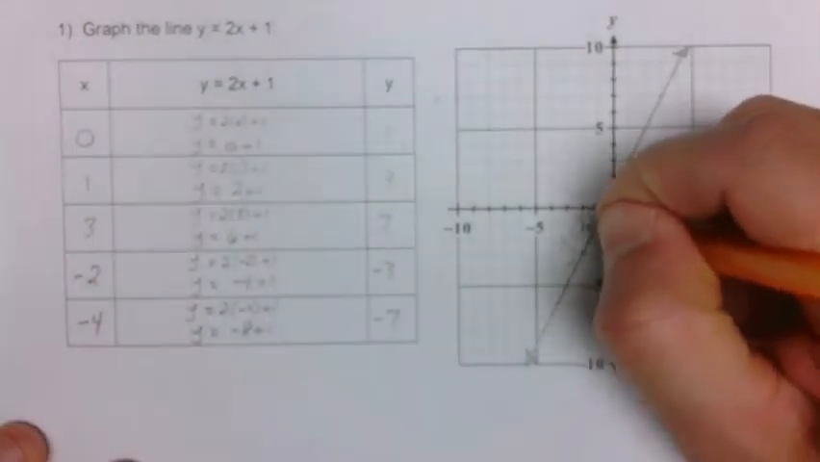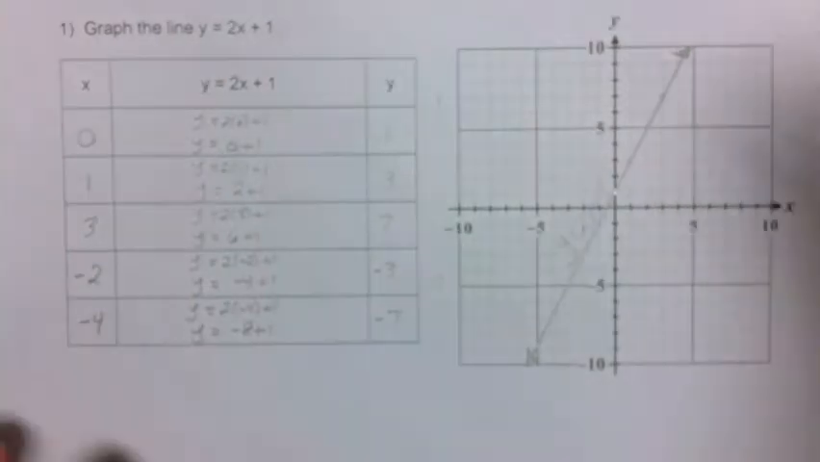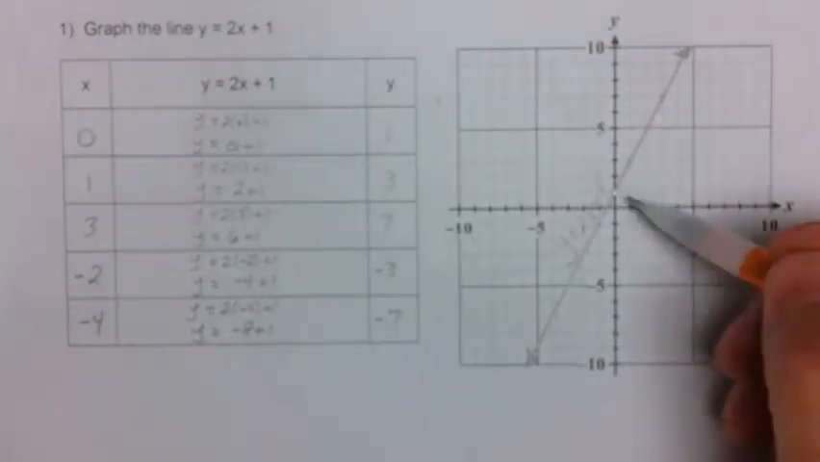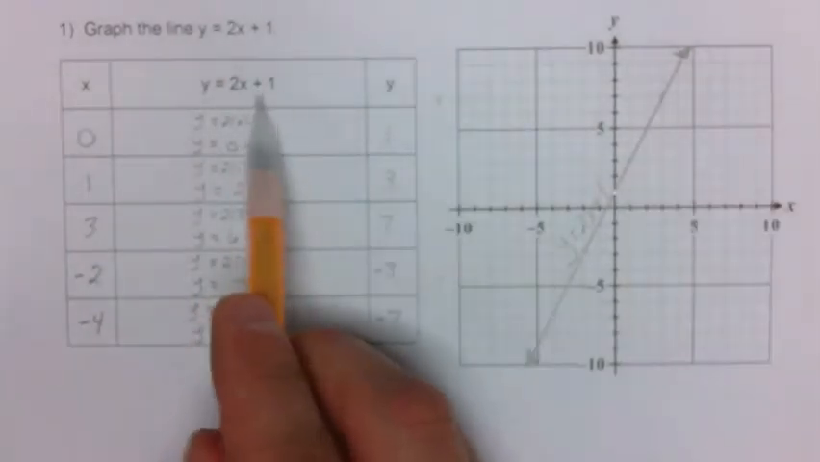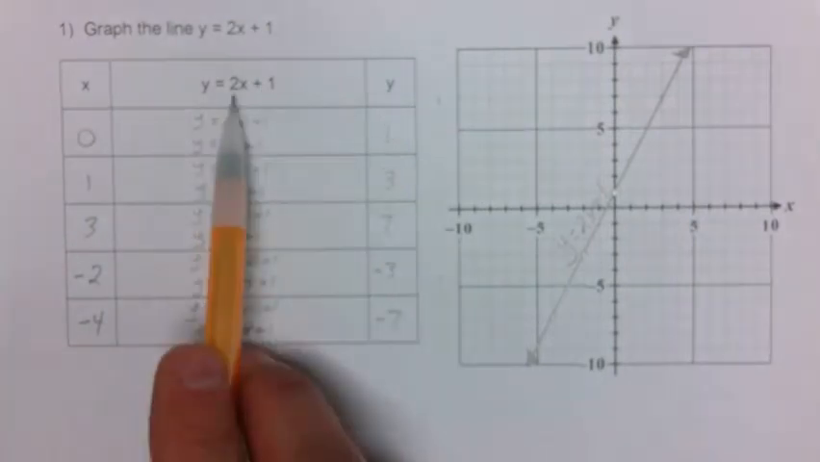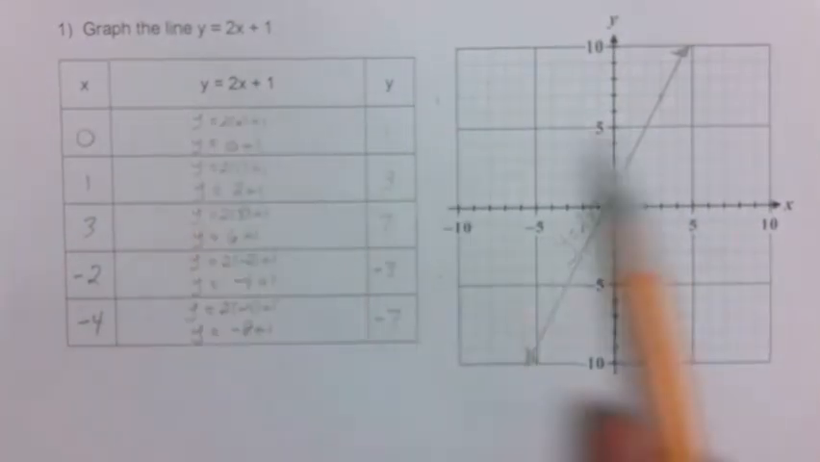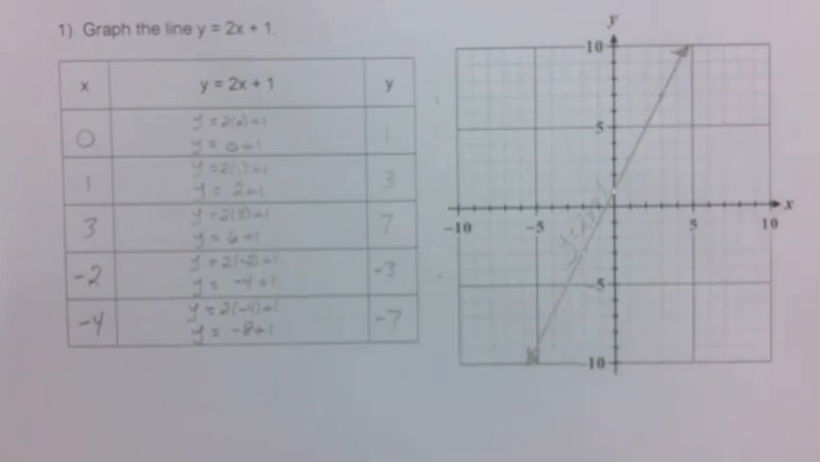y equals 2x plus 1. So I had a y-intercept of +1, which I knew before. My slope is a +2, so as I go from left to right, my line should be increasing, and it is.